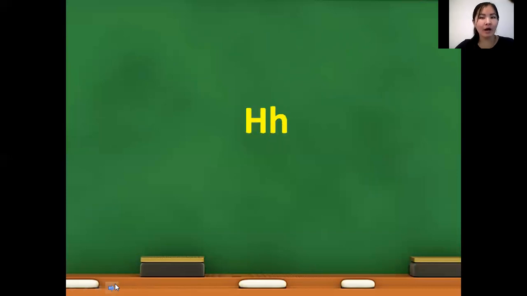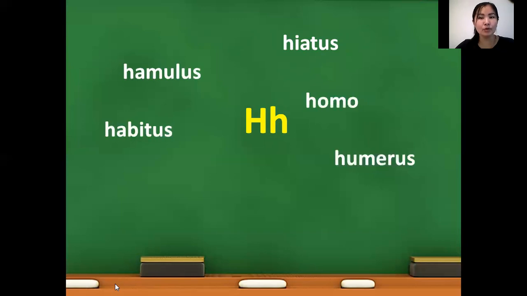Digitus. G produces sound G. H: hiatus, hamulus, homo, habitus, humerus, hamatus, hilus.